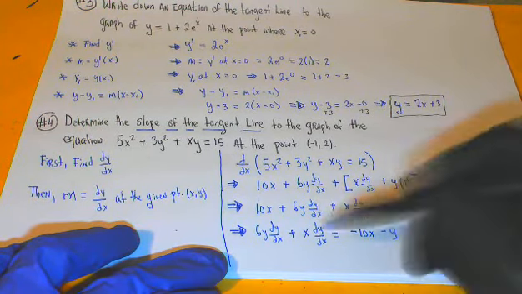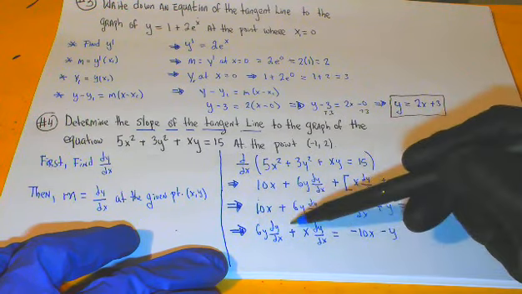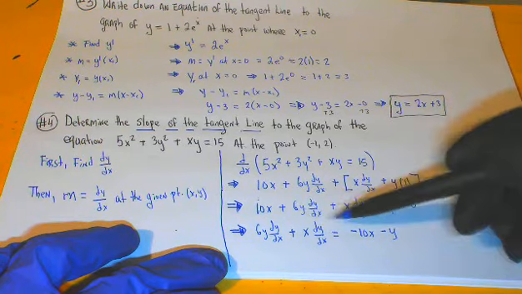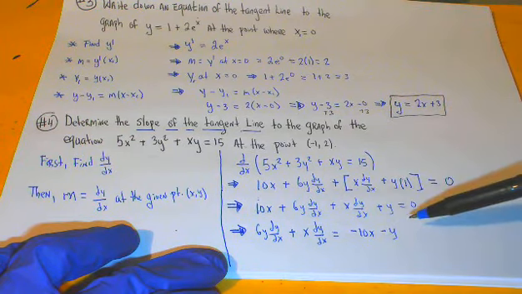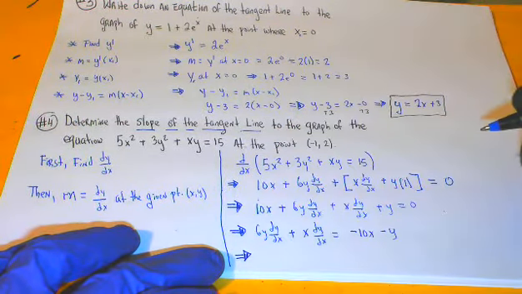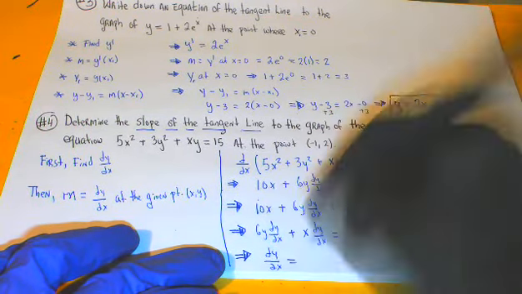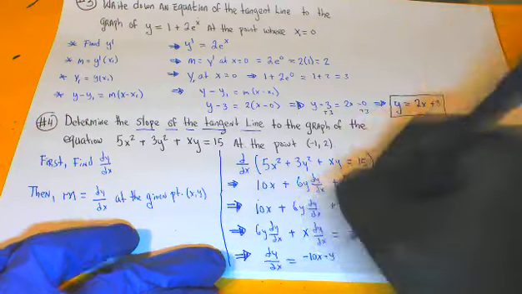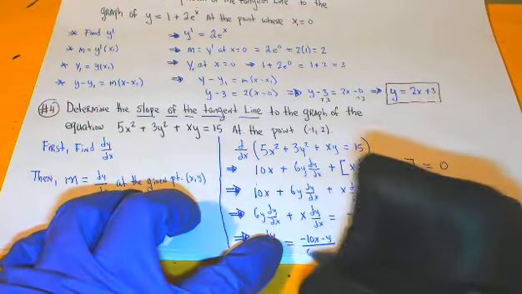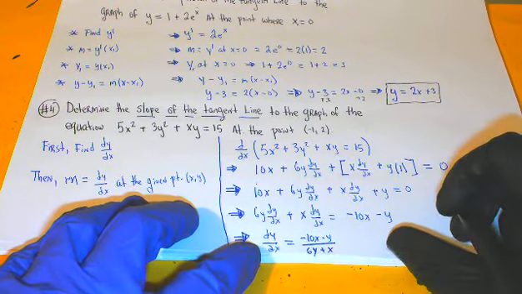Now what I want to do is get dy/dx by itself. So I can factor dy/dx, and then the remaining terms, which will be 6y plus x, I can divide on both sides of the equation, and that will give me the following. I'm basically going to do 2 steps in one here, only because I'm running out of room. We're going to have dy/dx equals -10x minus y over 6y plus x. And that is my derivative.